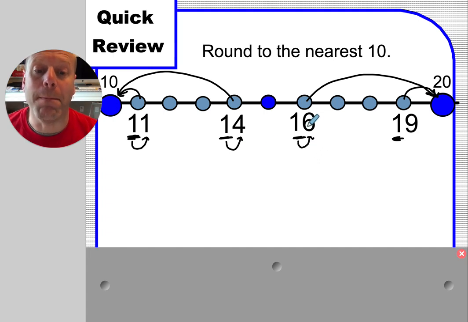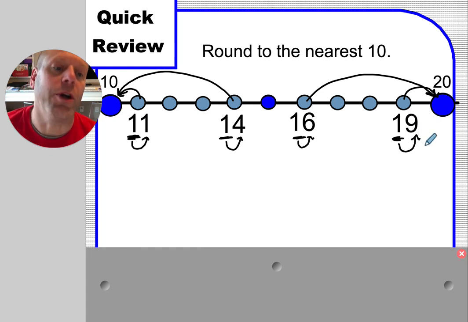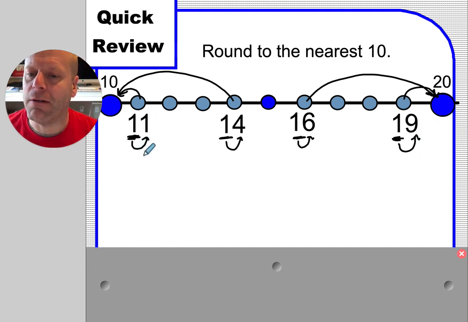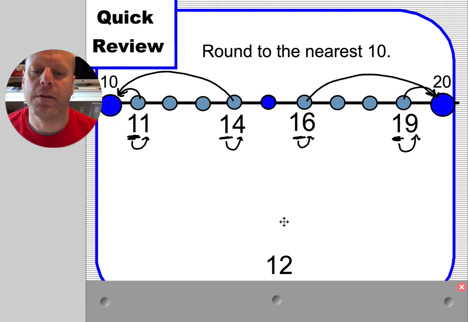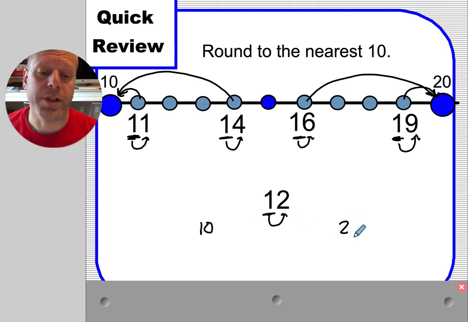If you have a big neighbor, go up. Like 19, look at the size of that neighbor. Go up. But if you have a little neighbor, you go down. It's the nearest 10 that we're going to. Here's 12. What do you think? Look at that neighbor. Would you say 10 is closer, or would you say 20 is closer when you think about 12? 10. Yep, you would round down to 10.